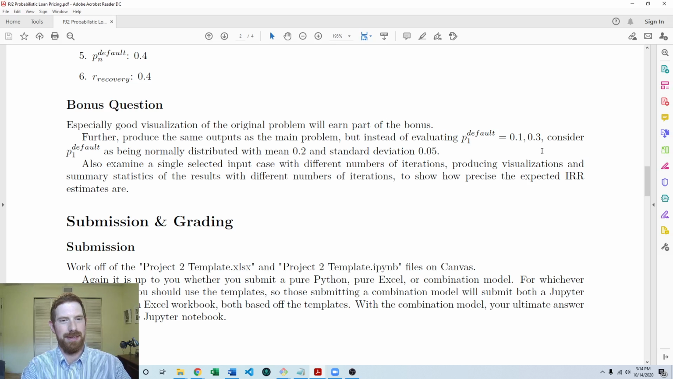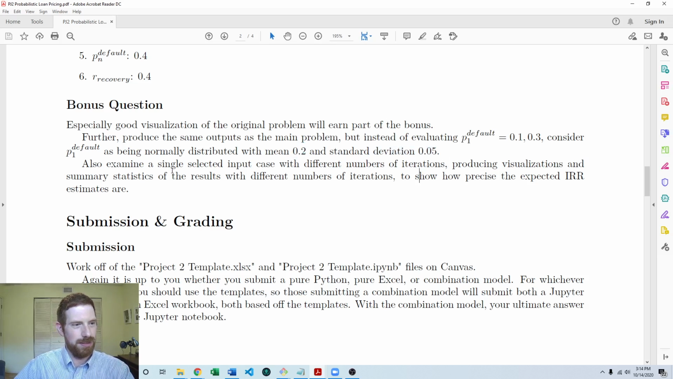And the other half is an extension to the problem where instead of looking at 10%, 20%, 30% as the probabilities of default, we want to evaluate the probability of default being drawn from a normal distribution. So, what do the results look like across all the different interest rate and loan life cases, but with this randomly drawn default probability from normal distribution with a mean of 20% and a standard deviation of 5%.